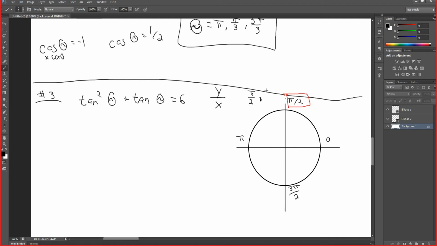Why can't tangent be defined at pi over 2? What is y at pi over 2? In the unit circle, 1. What is x at pi over 2? 1. Oh wait, 0. So we get a divide by 0 error, which means that we can't have tangent at pi over 2. Right. What's x at 3 pi over 2? 0. Also 0.